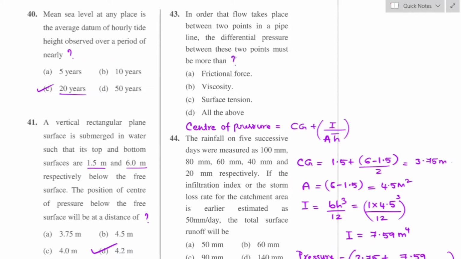To overcome the surface tension, viscous effect and frictional resistance allowing the flow to take place in the pipeline between any 2 points, the differential pressure should be more than frictional force, viscosity and surface tension. So all these options are correct. So the right answer is option D, all of the above.